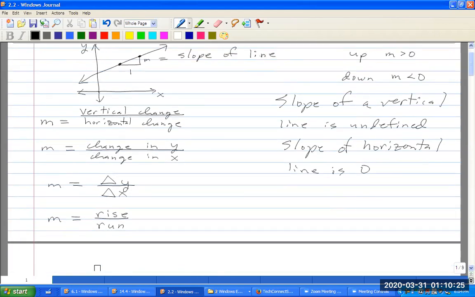For each of these, I'm assuming that my denominator is not 0. So I can do that so long as this is a non-vertical line. Note that the slope of a vertical line is undefined, whereas the slope of a horizontal line is 0. Sometimes we say that the slope of a vertical line is infinite.